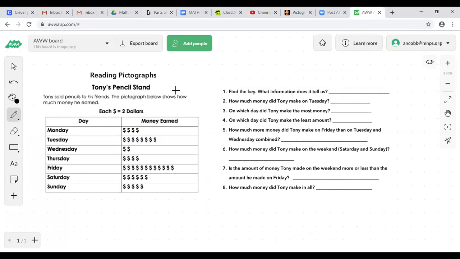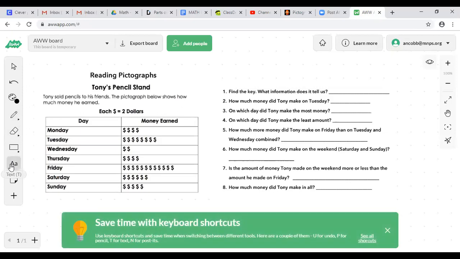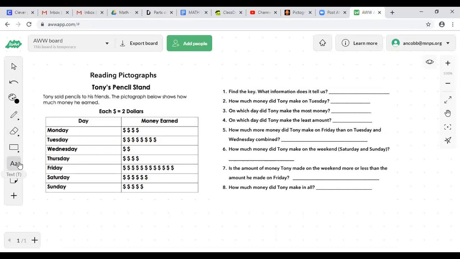So we have our questions 1 through 8, and I'm going to get my text box ready. And what I'm going to do is for each answer, I will type it down here. And again, this sheet is found in the Tuesday folder. You can write it down on a piece of paper, or you can print it out.